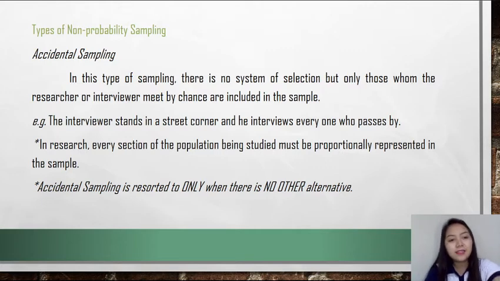So, in research, every section of the population being studied must be proportionally represented in the sample. Also, accidental sampling is resorted to only when there is no other alternative. So, that is accidental sampling.